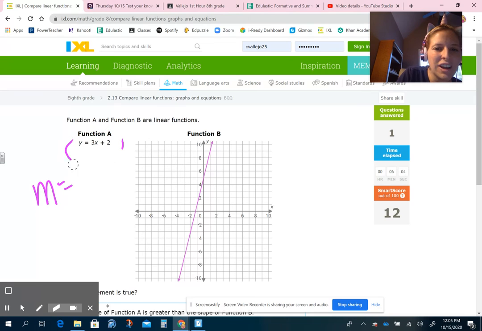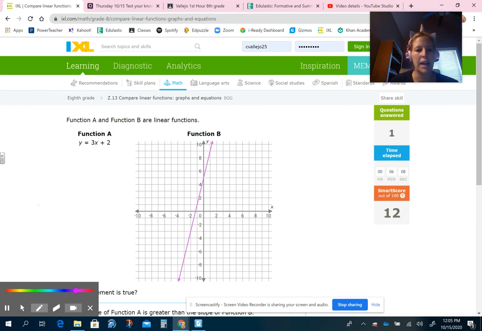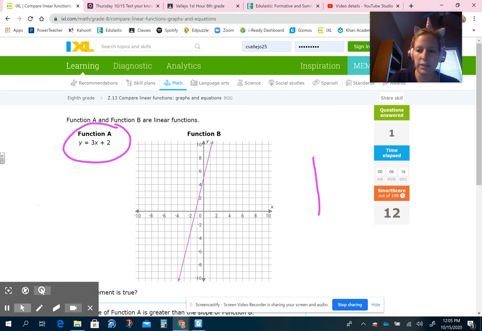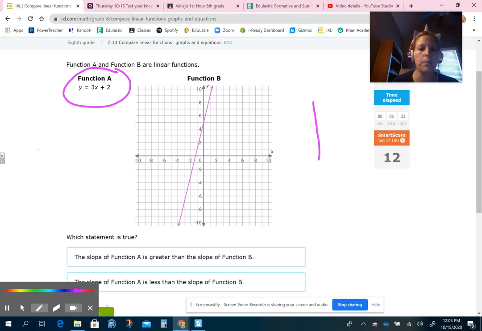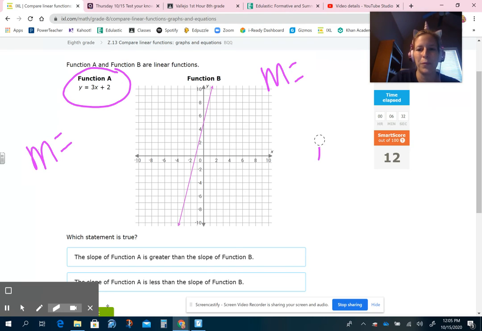Okay, let's try another one. Okay, let's see. So function A, again, we have y equals 3x plus 2, and let me pull this down so I can see what we're looking at. Okay, so we're still looking at slope. All right, so what is my slope on function A? And I want you to tell me what is my slope on function B. Pause my video and figure it out without me first. Go.